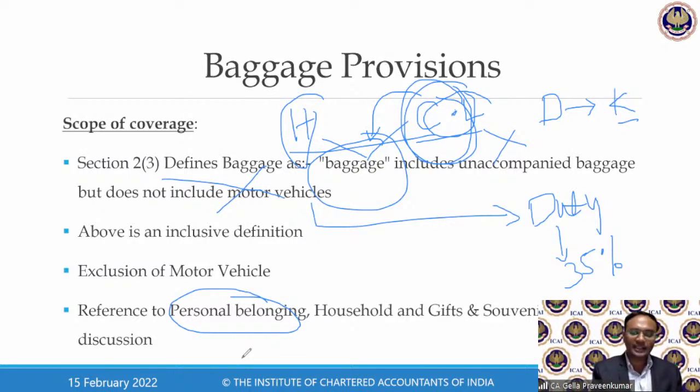So I am a student. I have my pen and pencil. It's called personal baggage. So I am a student. I have my laptop, which is personal in nature. I can call that a baggage. So I am a person who's working in an office.